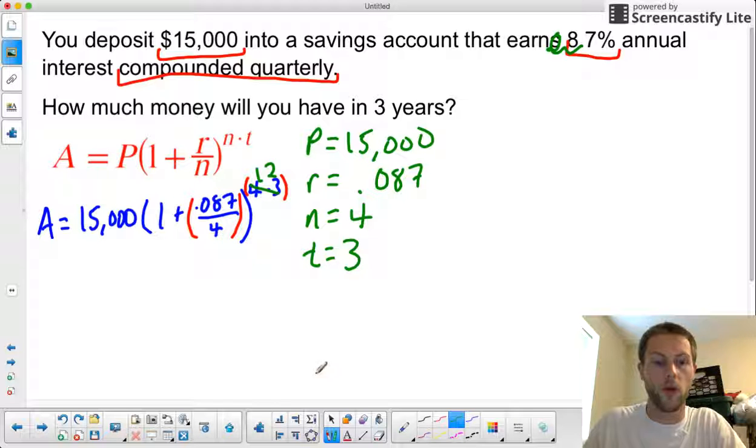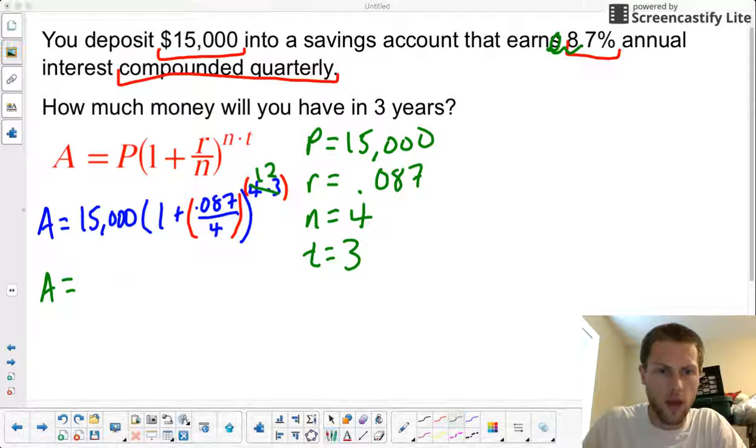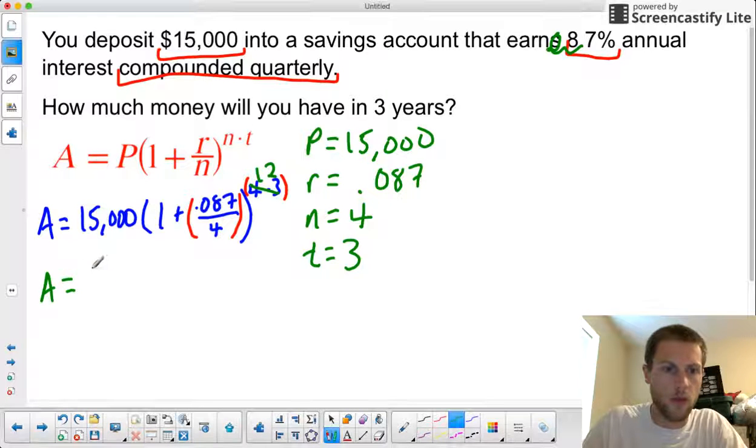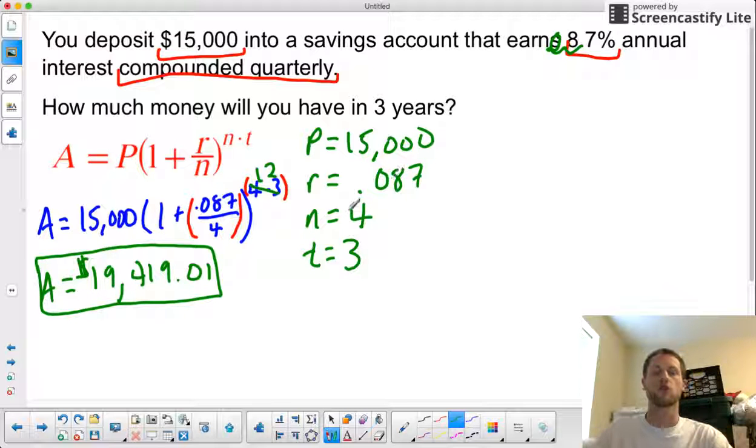But when you put all those numbers together, whether it's in one step on a calculator or in several steps, you should come out with A equals $19,419 and 1 cent. So this is how much money you should have in your bank after 3 years of quarterly compounded interest. And there you go.